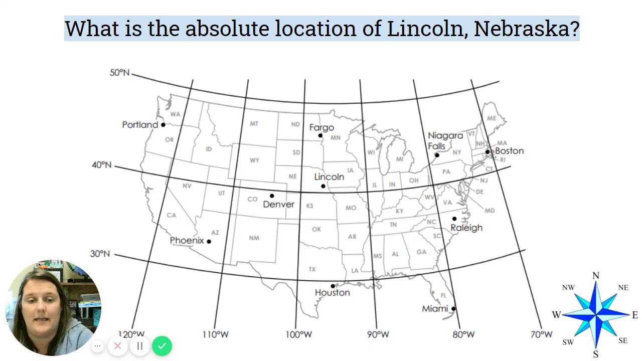All right, absolute location of Lincoln, Nebraska. I'll give you a second. So remember, absolute location is going to be latitude and longitude, sorry. So if you said anything like 41 degrees north and 97 or 98 degrees west, you would be correct, okay?